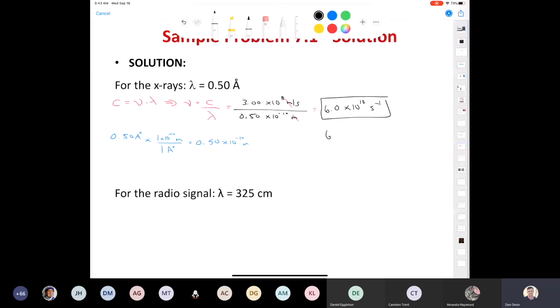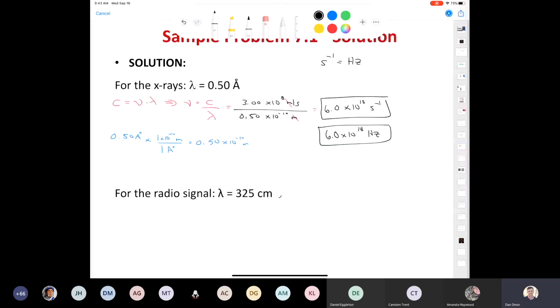Very good. So a second to the minus 1, or what I call a reciprocal second, is equal to a hertz. Hertz is nothing more than cycles per second. So we could also say 6.0 times 10 to the 18 hertz. There we go. Perfect. Could you do the next one? Of course you could, right?